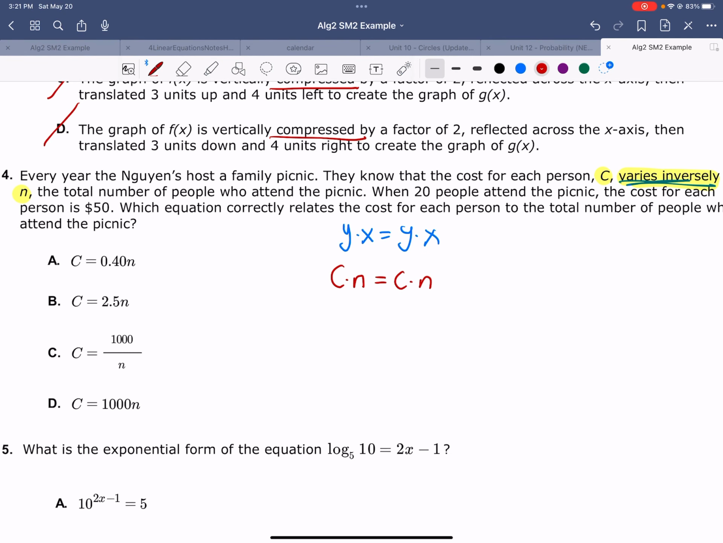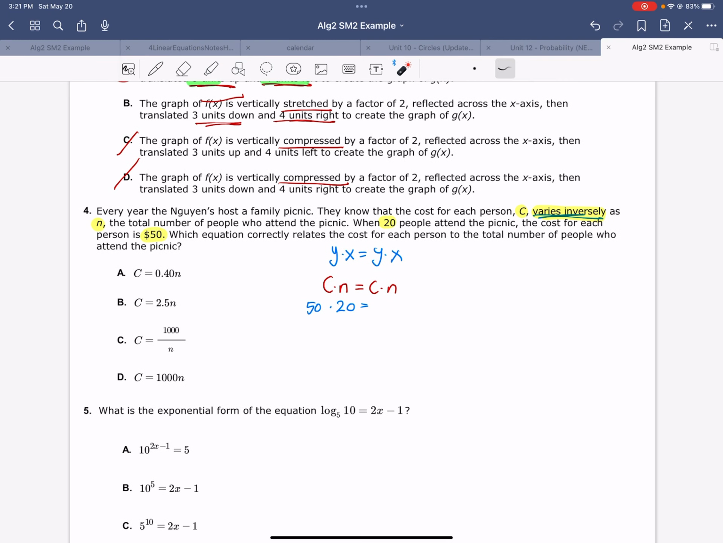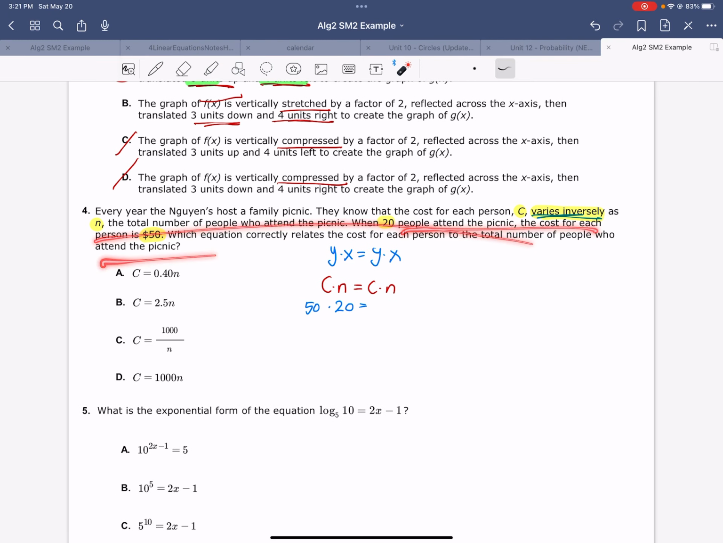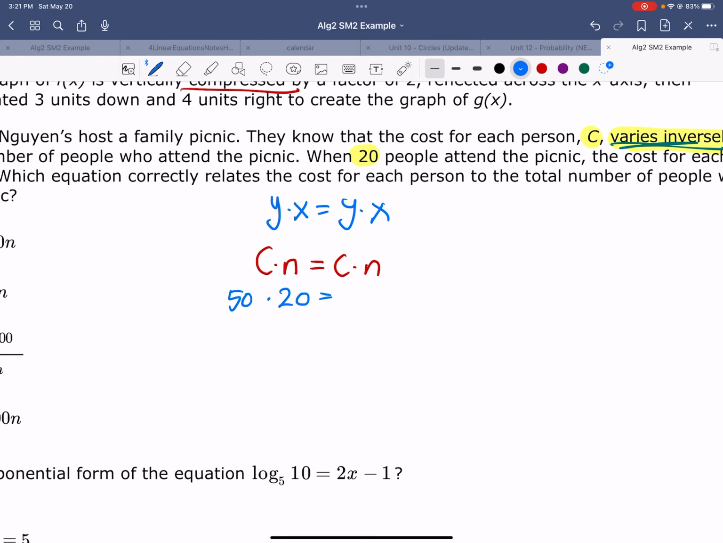Now, c represents the cost, n represents the number of people. So do you see 20 people? That's n, so I'm going to use 20 for the n times. And do you see this 50? That's the cost, so I'm going to use 50 equals. And they don't give me any other number. So that's about it. I'm going to use c times n.